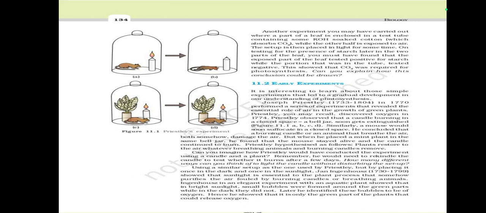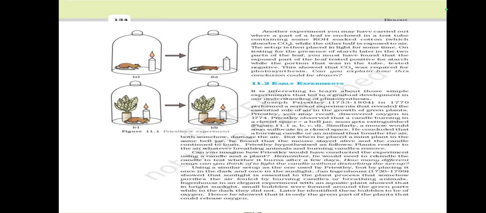He concluded that a burning candle and/or an animal that breathed the air both somehow damage the air. But when he placed a mint plant in the same bell jar, he found that the mouse stayed alive and the candle continued to burn. Priestley's hypothesis was as follows: plants restore to the air whatever breathing animals and burning candles remove.